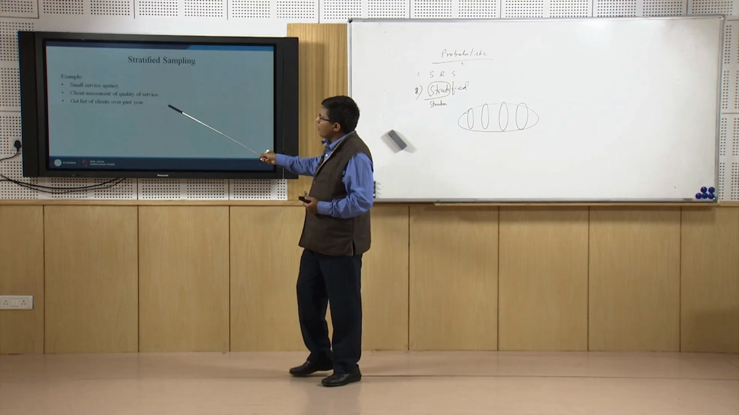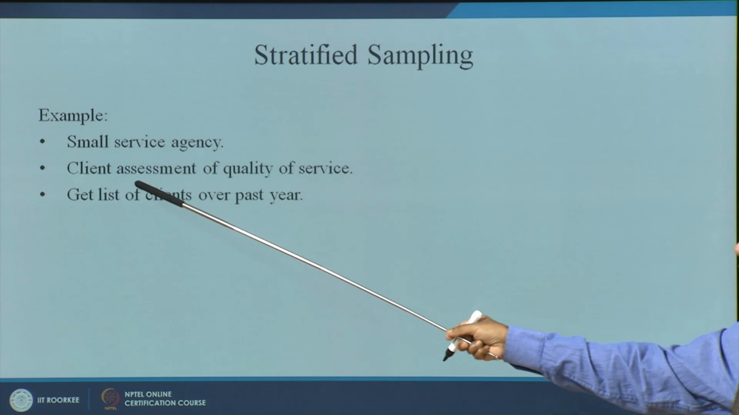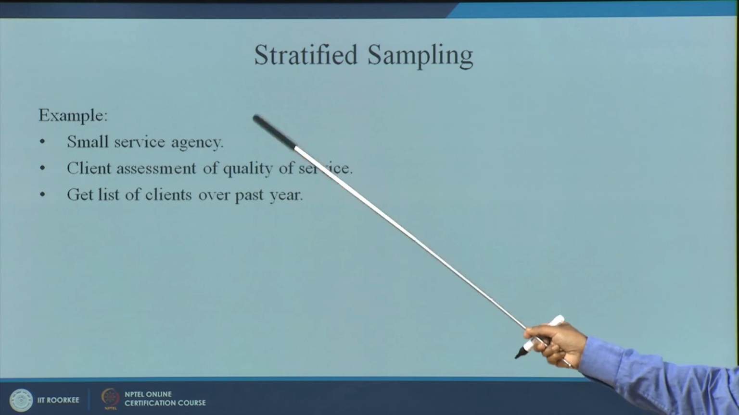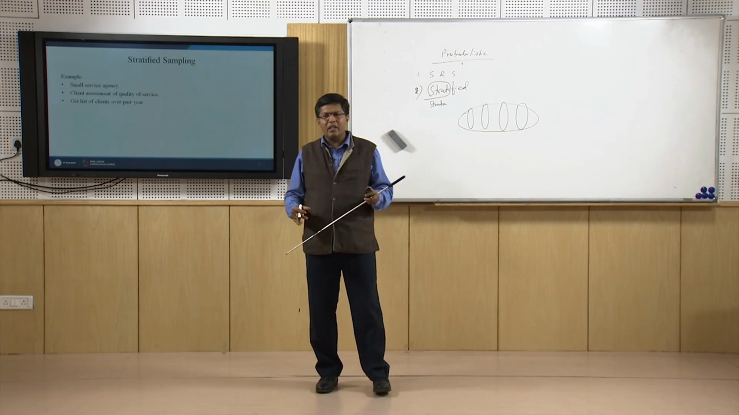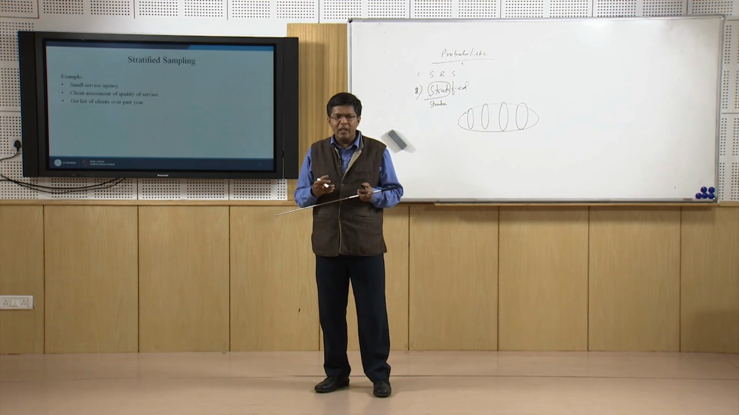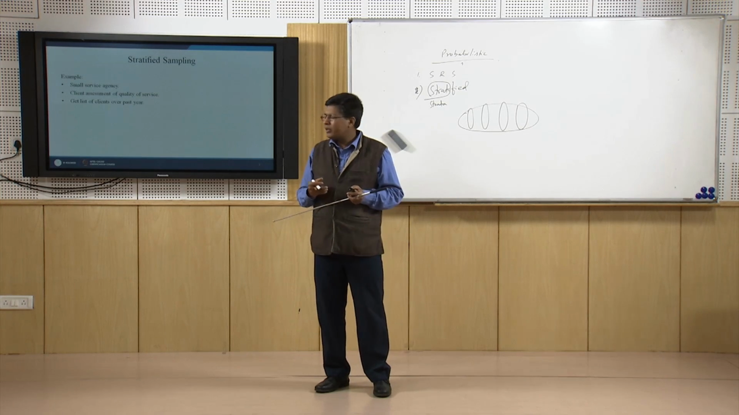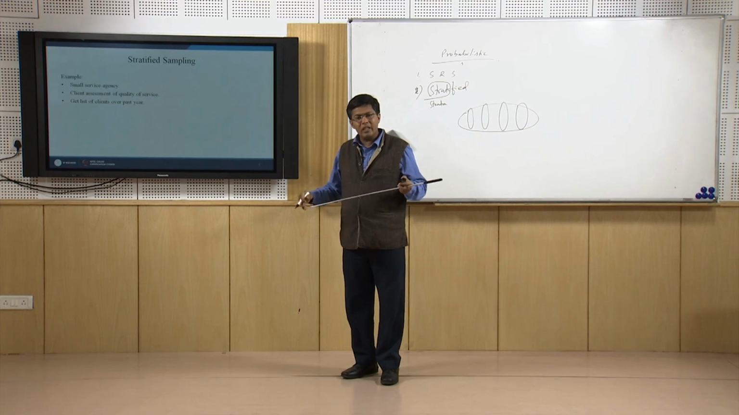An example is a small service agency where somebody uses a client assessment to assess the quality of service; there he can use stratified sampling. Or when you want to make a study about a population's behavior, for example the habits of cigarette smokers, a stratified sampling could be used to increase the accuracy and reduce the cost of the study.